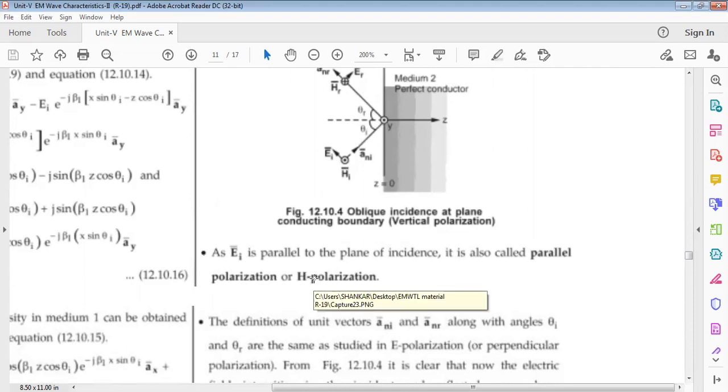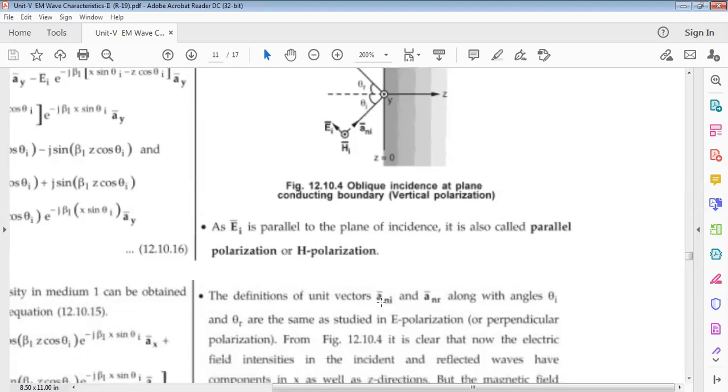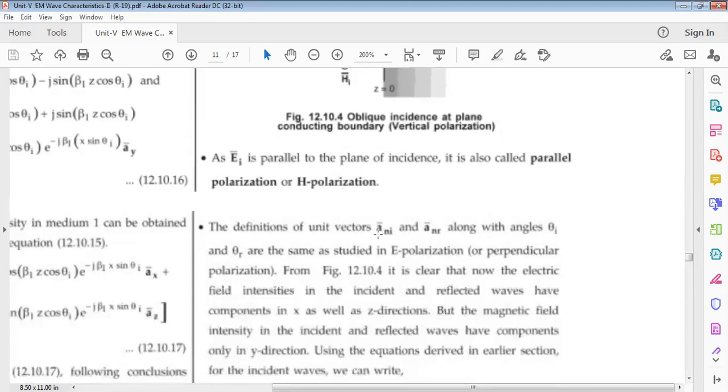Comparing this vertical polarization and the horizontal polarization: for the incident beam, if the electric field is perpendicular, that is called perpendicular polarization. In the vertical polarization or the H polarization, the electric field is parallel to the plane of incidence. You can call it parallel polarization. Here also there is a unit vector and an angle theta, the same as in the study of E polarization or perpendicular polarization.